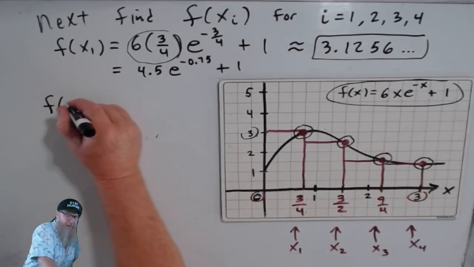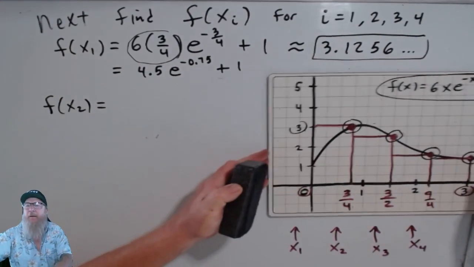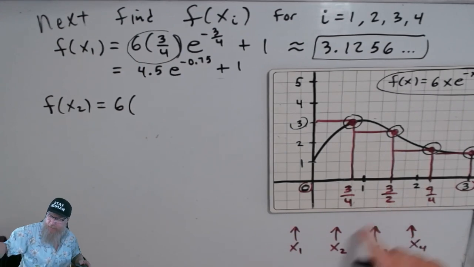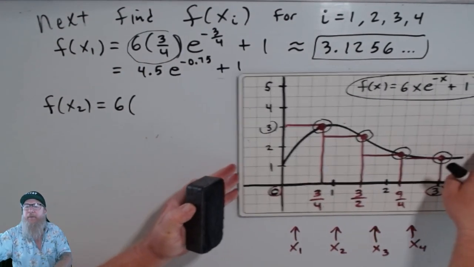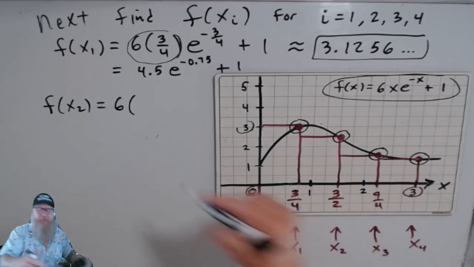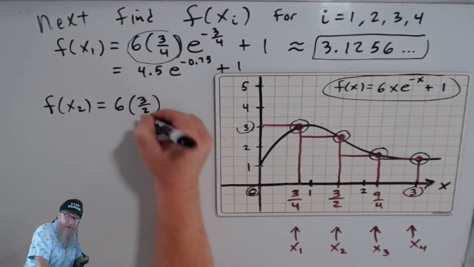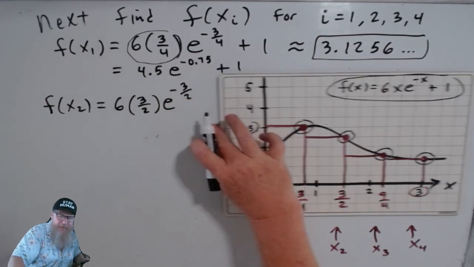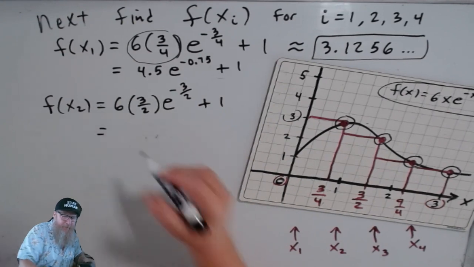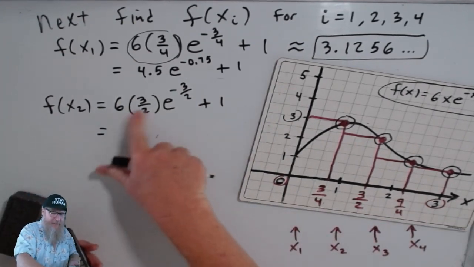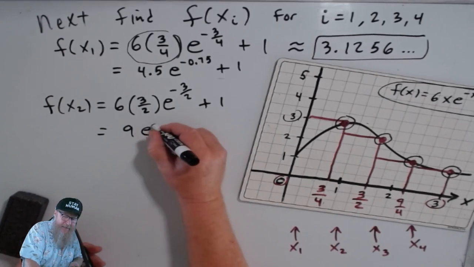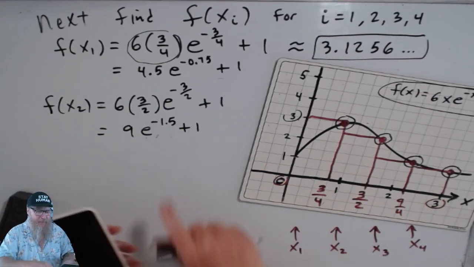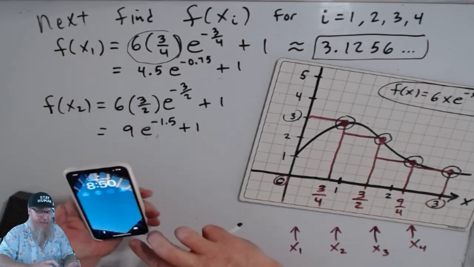So let's do f of x2. So 6 times x2, which was 3/2. I know I'm offline a little bit here, but x2 was 3/2. So 6 times 3/2, or you could say 1.5, e to the negative 3/2, and then plus 1. 6 times 3/2 is 9. E to the negative 1.5 plus 1. 6 times 3 is 18, divided by 2 is 9.